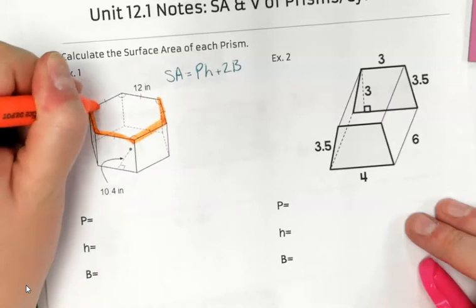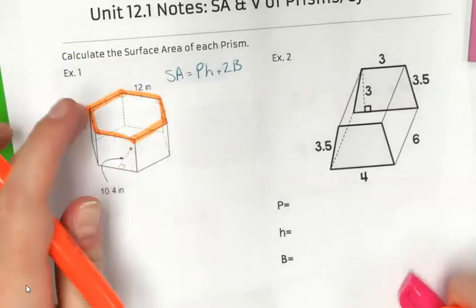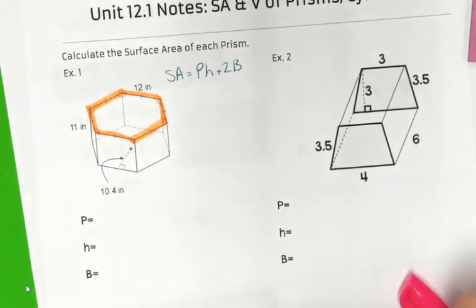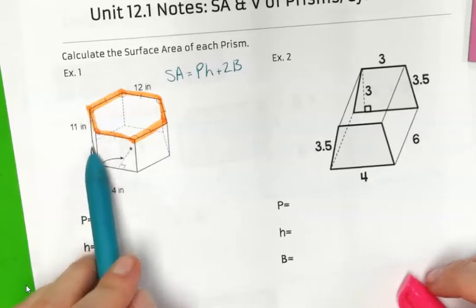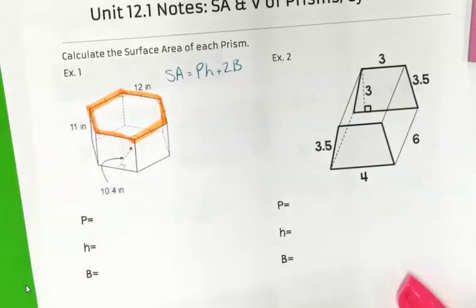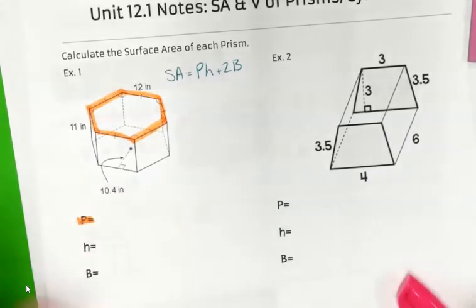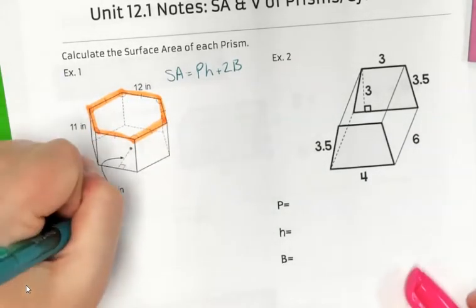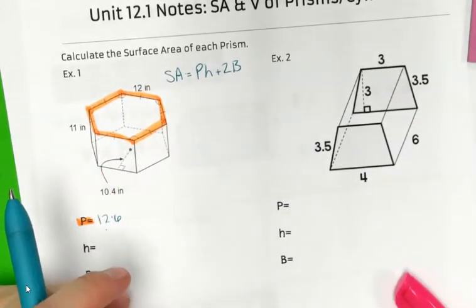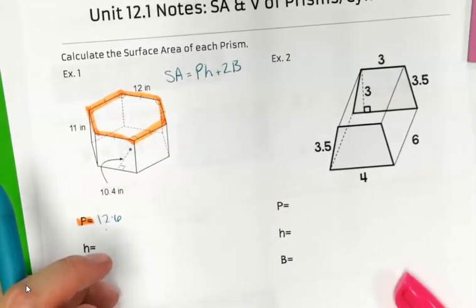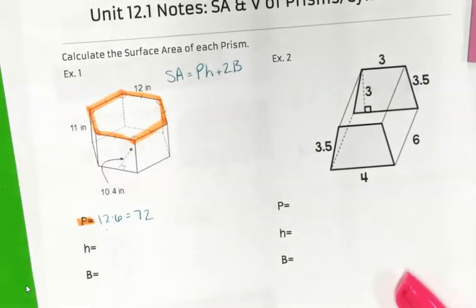So perimeter. There are 6 sides to this hexagon. Each of those sides is 12 units long. This 11, don't let that confuse you. That is how far apart the bases are. So our perimeter is going to be 12 times 6 because it's a hexagon and each side is 12 units long. So just 12 times 6 would be 72.